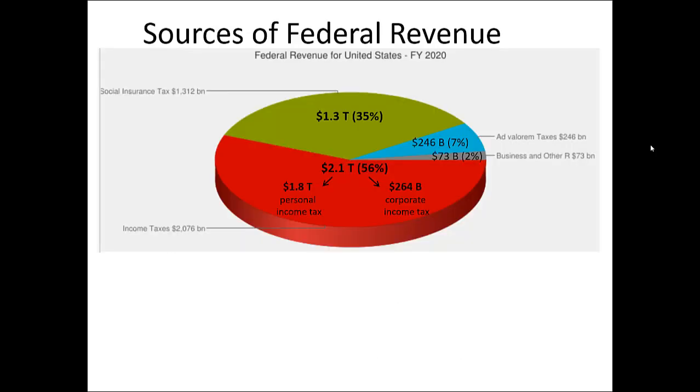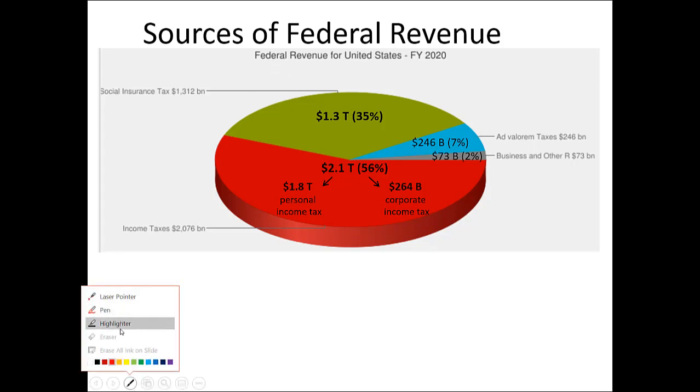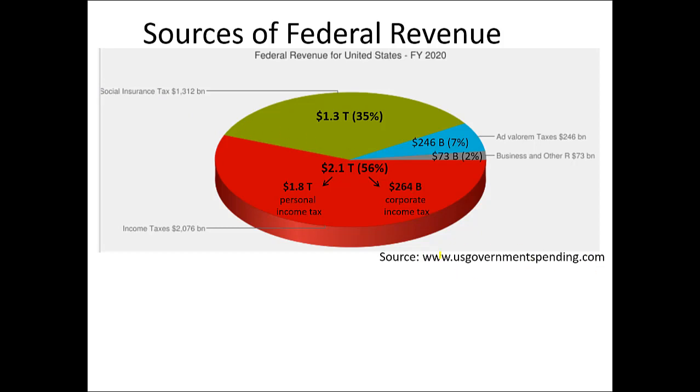Okay, so let's take a look at federal government revenue. I've got the data for current fiscal year 2020, recording this here towards the end of April 2020. And we'll highlight the main categories here. Now, the tax side, as I mentioned, is a little easier. There's basically three big sources of federal revenue. By the way, I get all of this data from a site called usgovernmentspending.com. Excellent source for all the data on taxes, revenue, debt, and deficit for the federal government and for the state governments.